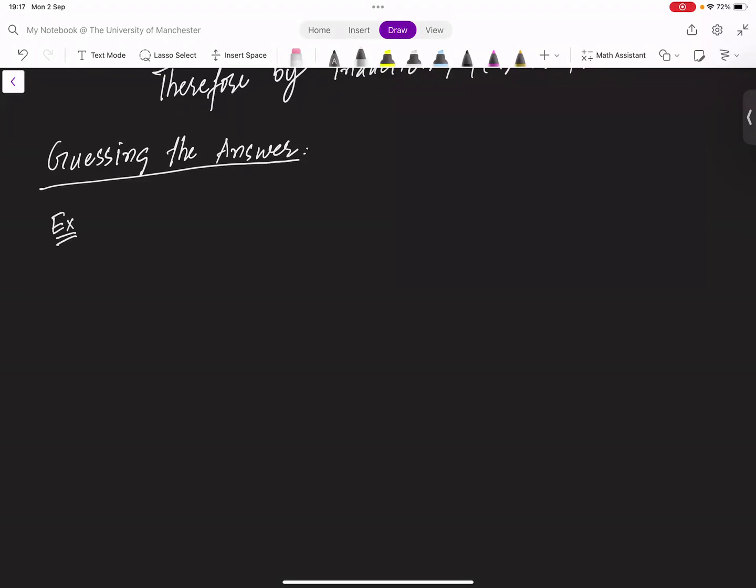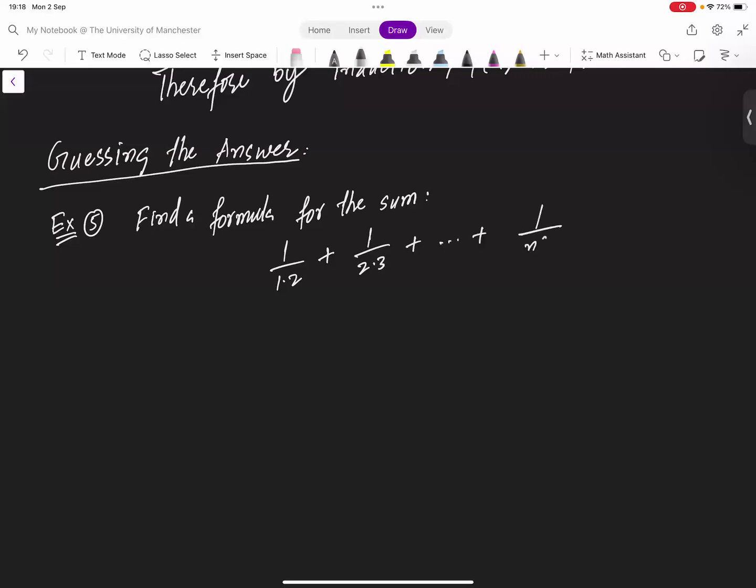So let's say this is example 5. Find a formula for the sum. Which sum? The sum is 1 over 1 multiply 2, plus 1 over 2 multiply 3, plus and so on, plus 1 over n into n plus 1.